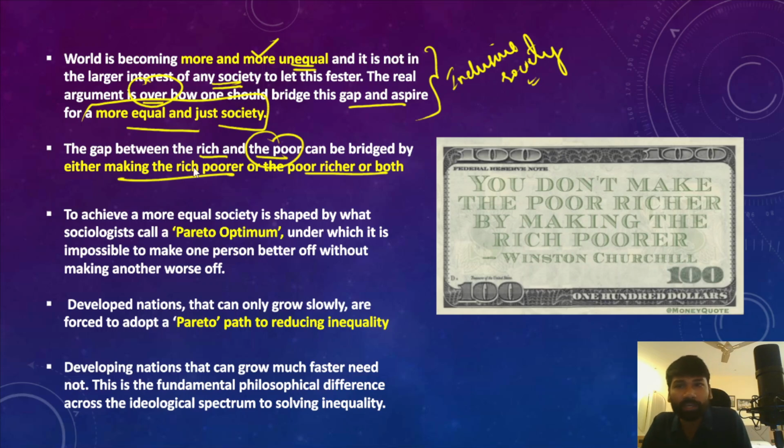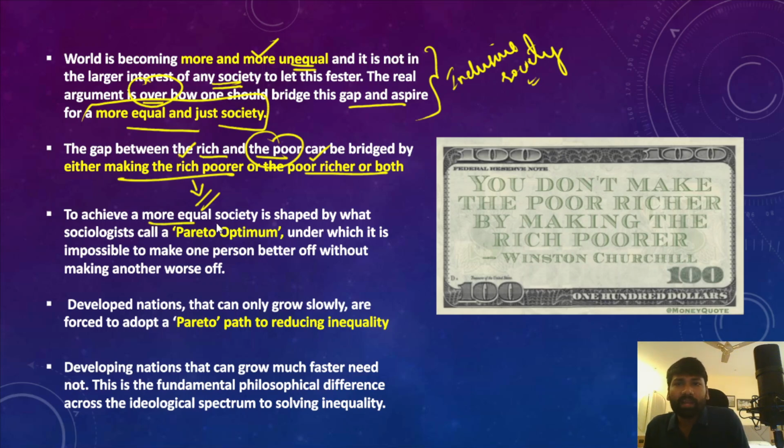Now please understand, we cannot make the rich poorer. We can make it, but it is not a sustainable solution, because the rich are one of the sections of the economy who invest a lot, and they are the ones who actually run the economy. So if we make the rich poorer, that will not translate into a better strategy to deal with inequality. But on the other hand, we can make the poor richer. We can focus more on this. How can we make the poor richer?